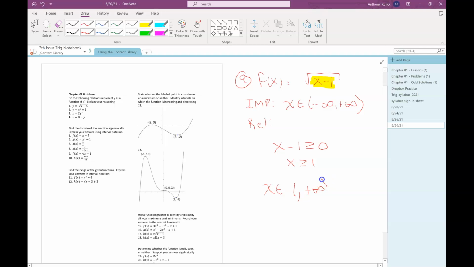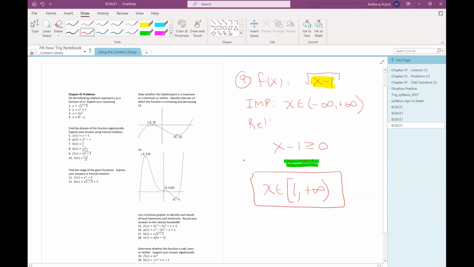Now, I know all the infinities get a parenthesis. And because if I look at my inequality, 1 is greater than or equal to 1. Since 1 satisfies that inequality, I know it should get a bracket. So there is a relevant domain. Is that okay, Claire?